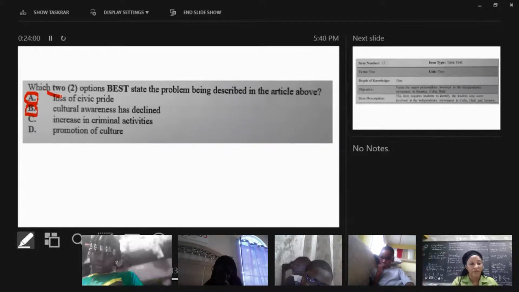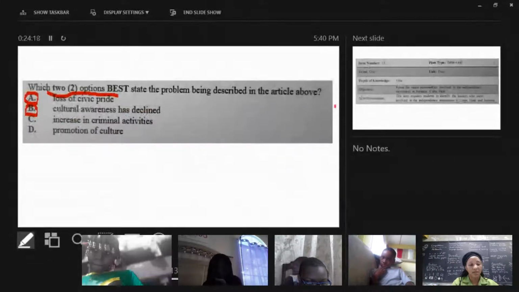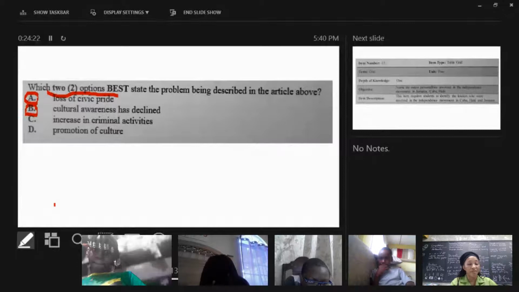And this is important to note. They're asking for two options. In the other questions, we noticed it was a single select. Now it's a multiple select. So in some PEP questions, you're asked to choose one, but in other questions, you might be asked to choose two or three, depending on the situation. So you really have to read carefully.